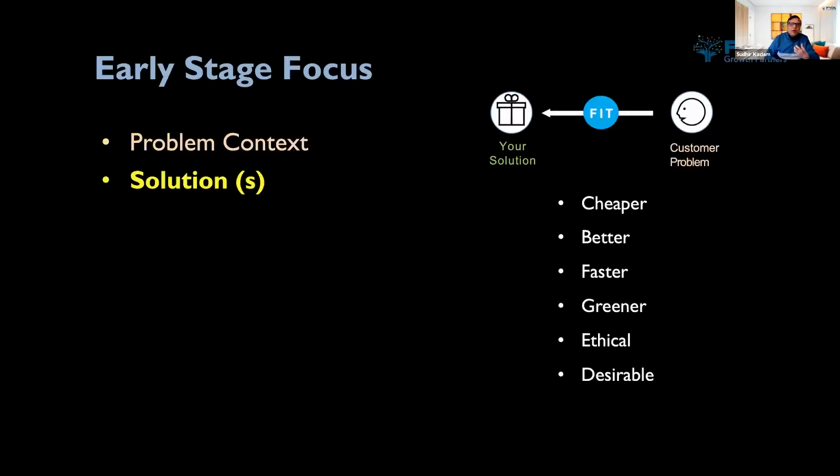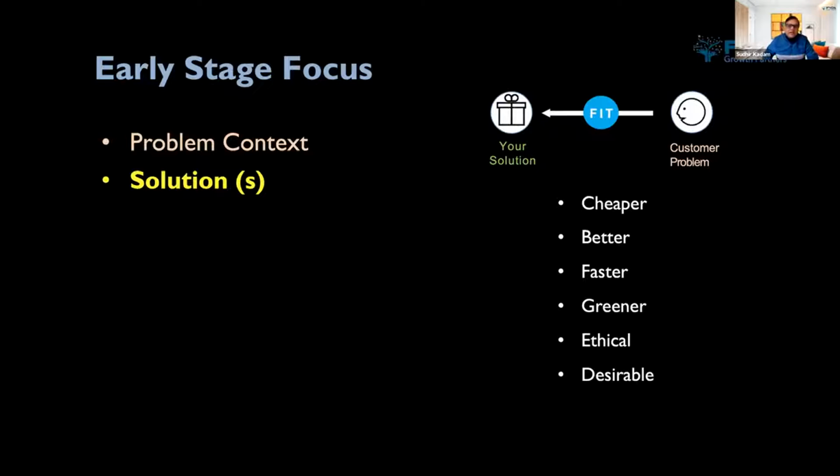So your customer has a problem and you are designing a solution to fit that problem. You are driving from your customer problem to build a solution. So what's so great about your solution? What's so different about the solution you have thought of? Is it cheaper, better, faster, greener? Is it more ethical? Is it more desirable? What is the nature of the solution that you are trying to present?